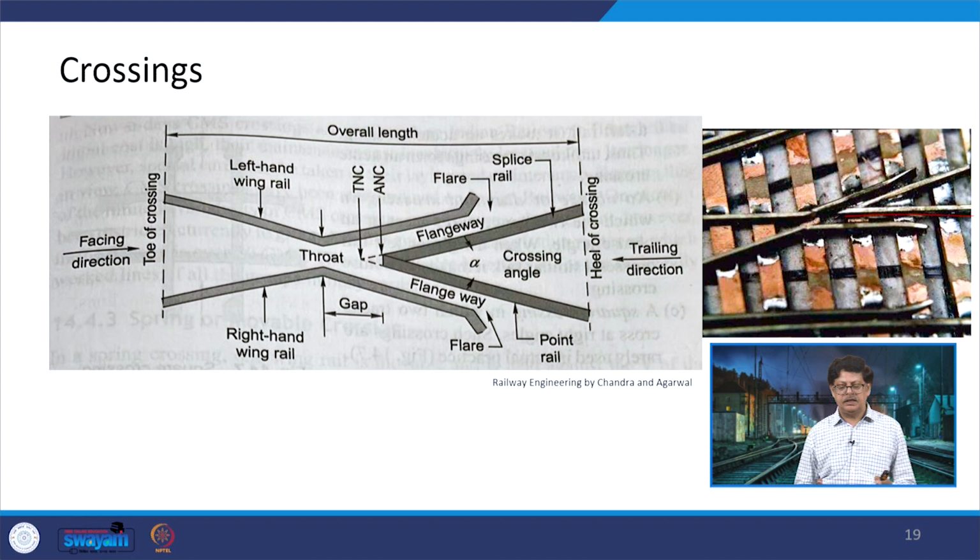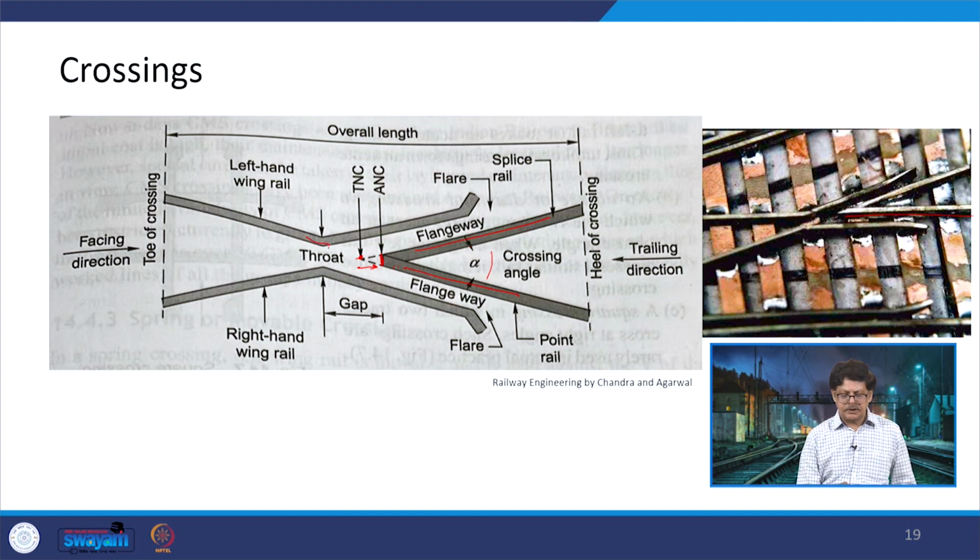So, this is an enlarged view of the same. We have these lead rails which are coming, making an angle of alpha, which is the crossing angle. Here you can see the point rail and the splice rails. If it had been taken forward to make a point, that would have been the theoretical nose of the crossing, but because it has been cut and made blunt to a thickness of 6 mm, this shifts backwards and that is where it becomes the actual nose of the crossing.